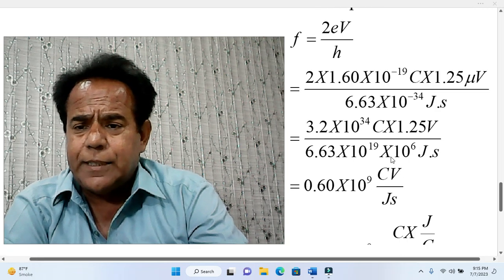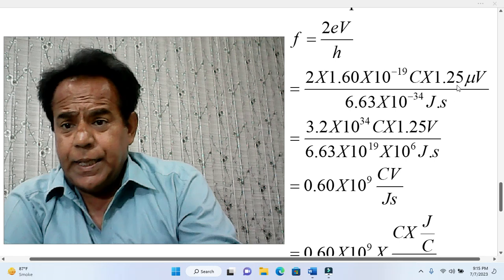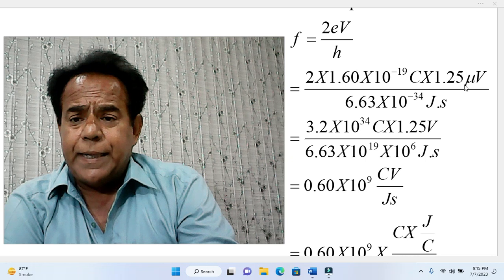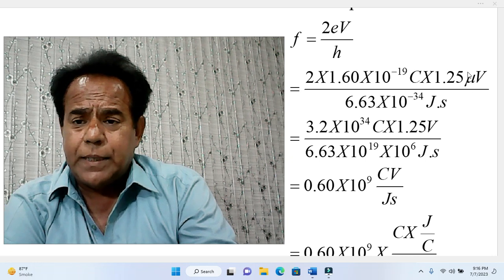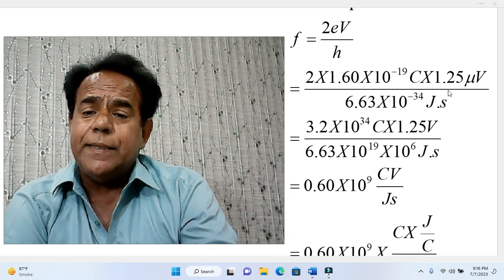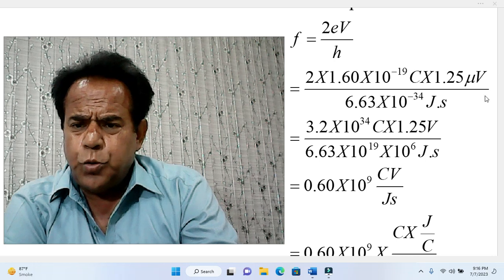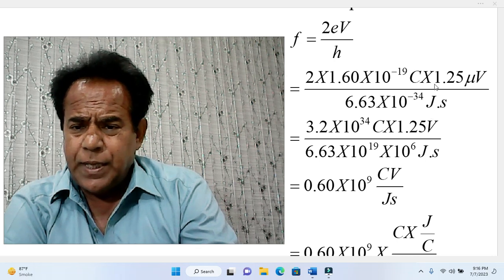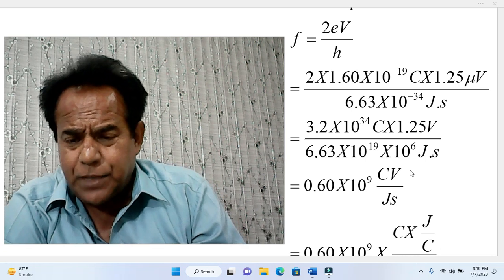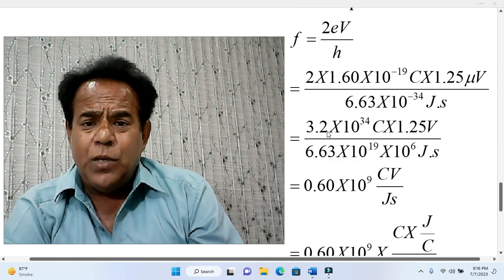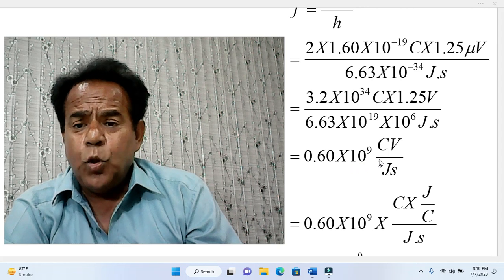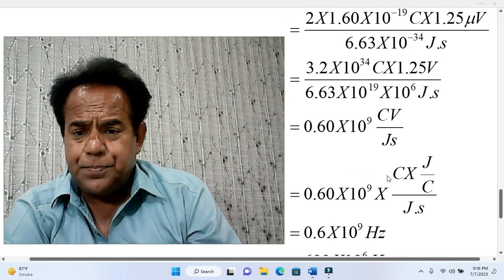Next, simplification. In place of micro, it will be replaced by 10 raised to the power minus 6, and 10 raised to the minus 6 will be shifted to the denominator, and it will become 10 raised to the power plus 6 in the denominator. Next, using a few conversion factors, the value of f has become equal to 0.60 into 10 raised to the power 9 coulomb volt over joule second.